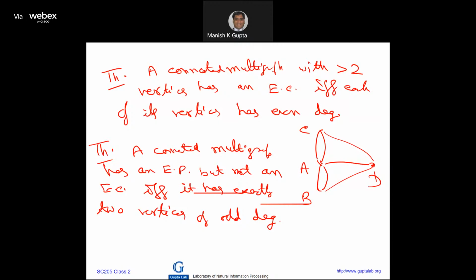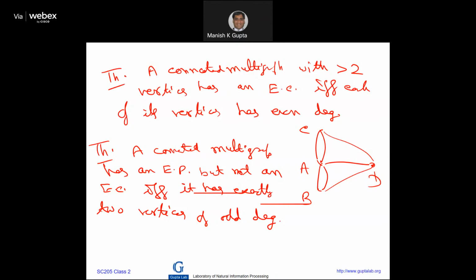So a connected multigraph has an Euler path, but no Euler circuit, if and only if it has exactly two vertices of odd degree. In fact, this is kind of to identify an Euler path. The first result is that a connected multigraph will have an Euler circuit if and only if each of its vertices has even degree.